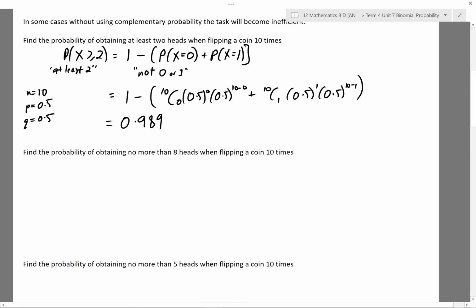So let's see what this other one is. Find the probability of obtaining no more than 8 heads when flipping a coin 10 times. So the probability of no more than 8. This is my random variable being no more than 8, so less than or equal to 8. Got the same problem here. I'd have to do the probability of 0, 1, 2, 3, 4, 5, 6, 7, 8 if I was just to do that directly. I want to use this complementary idea, flipping it around. No more than 8 means not 9 or 10.